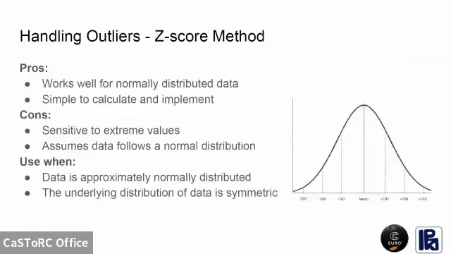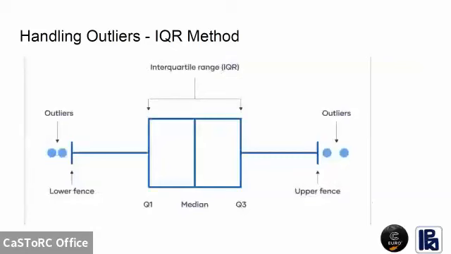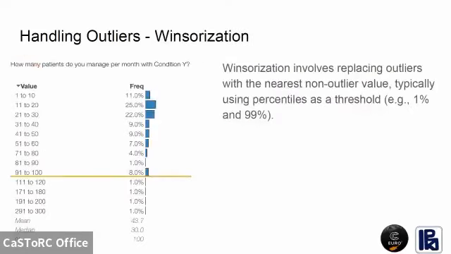If you know the distribution of your data set and it follows a normal distribution, just use the Z-score, it's the most effective. If you don't know the distribution of your data set and it's not following a normal distribution, you can select one of these two methods, the IQR or the Winsorization. It's an effective way to remove outliers from your data. Okay.